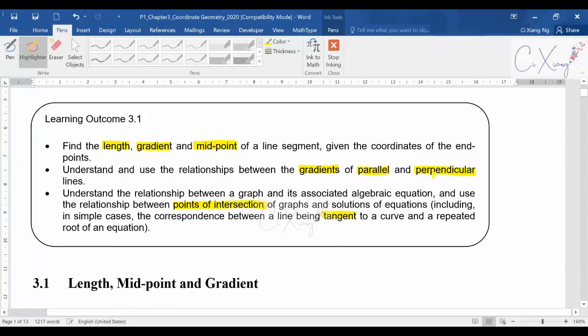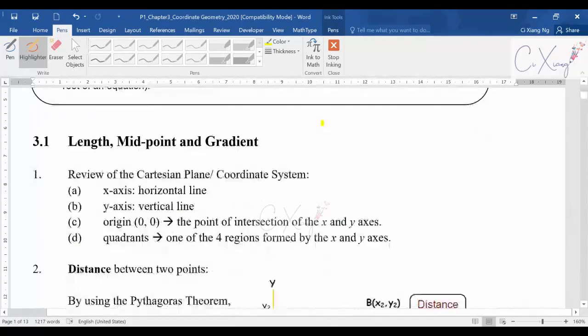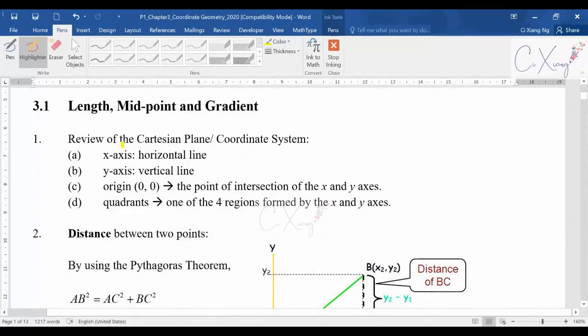I will go through quite fast because all the examples here are quite basic. Let's start with the first one. First you need to know the meaning of Cartesian plane, or coordinate system. When you write our coordinates in x and y, we call it a Cartesian plane or coordinate system. The x-axis is the horizontal line, the y-axis is the vertical line, and the origin is 0, which is the point of intersection of the x and y-axes.